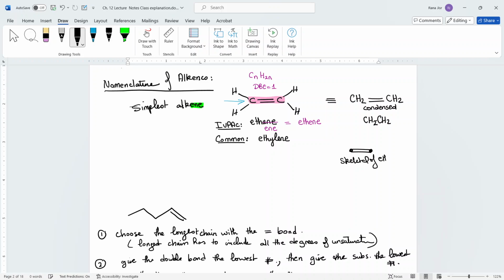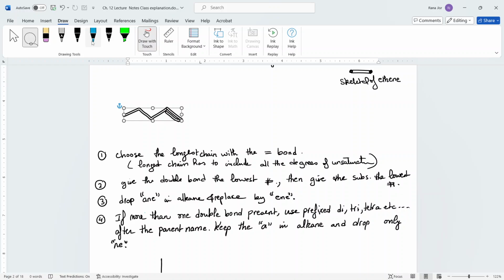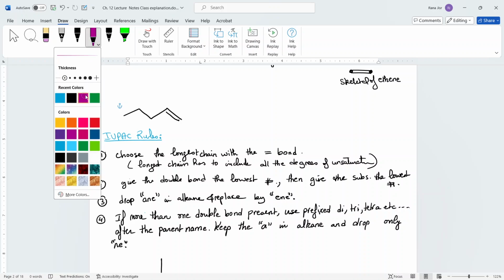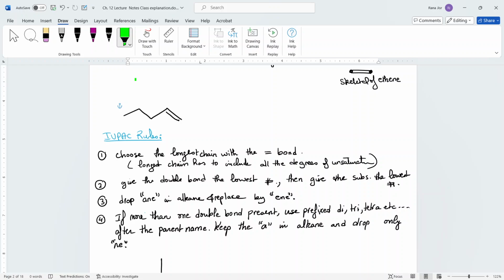Okay, now let's go ahead and look at a larger alkene molecule. For a larger alkene molecule, we prefer that you follow the IUPAC rules. So below are simply the IUPAC rules for the nomenclature of alkenes. The IUPAC rule says that you need to choose the longest carbon chain that includes the degree of unsaturation, which means includes the double bond. And you have to give the double bond the lowest number.